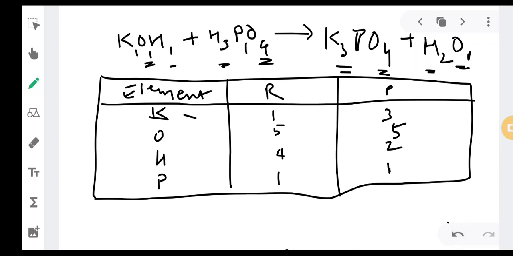How to balance this? The basic rule is to make the smaller number into the bigger number. How do you convert a smaller number into a bigger number? This is 1 and this is 3. You convert 1 to 3 by multiplying it with the bigger number. So you will multiply it with 3 and it will become 3 in number. On the left hand side, whatever reactant has K, you need to multiply it with 3. So now potassium has become 3 in number and oxygen has also become 3 in number.